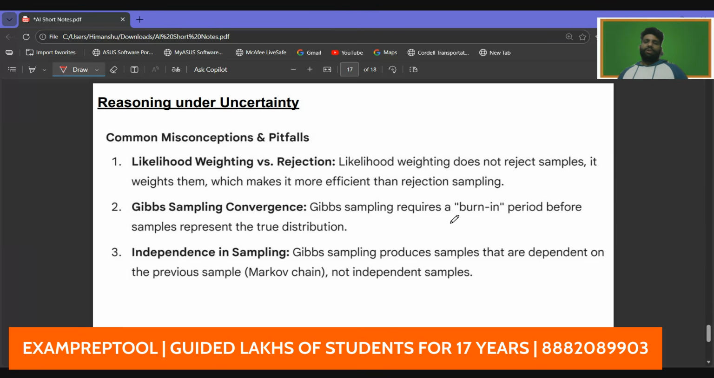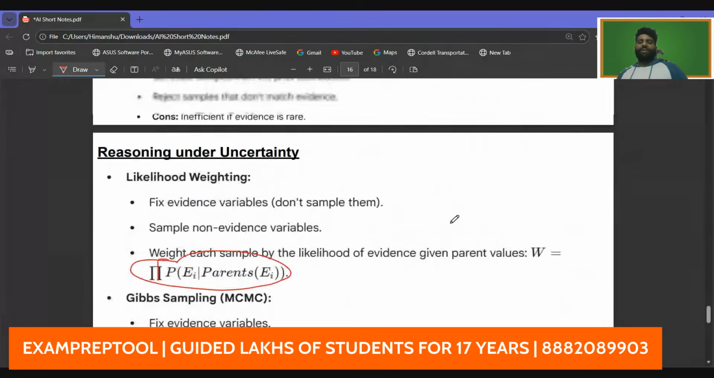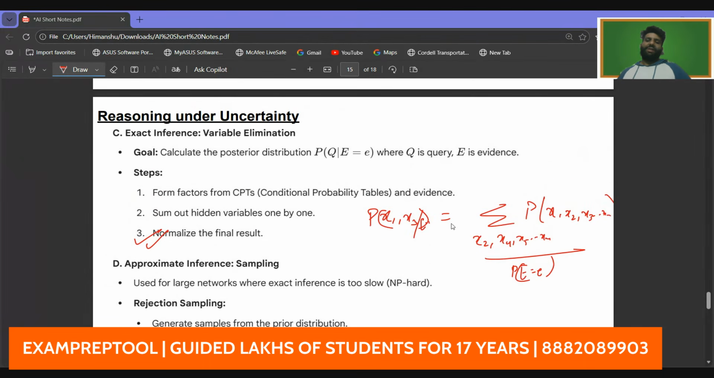So that was the overall idea with respect to sampling, and that was the reasoning under uncertainty. We have solved a good number of questions there as well. You would enjoy that. If you have not seen that, please try them. Look at those. That was all within AI.